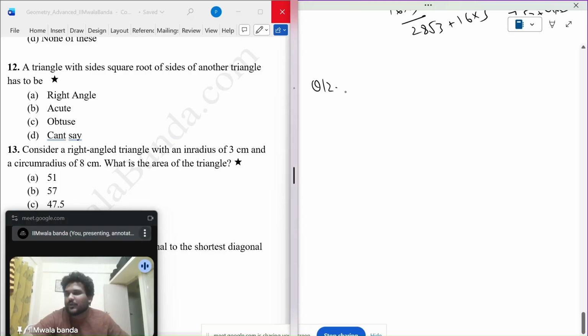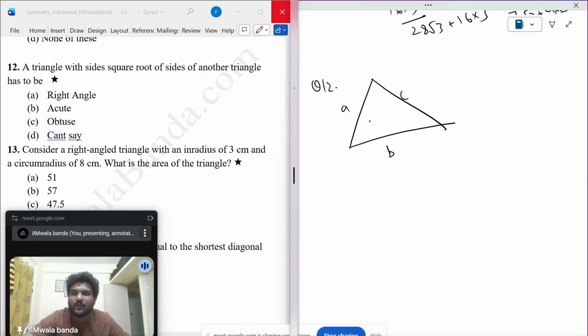So question number 12: a triangle with sides square root of the sides of another triangle.